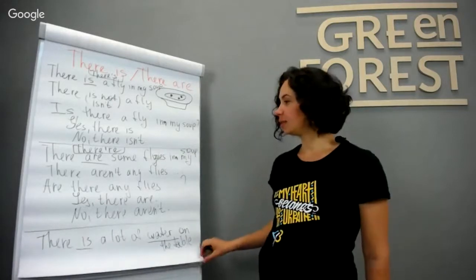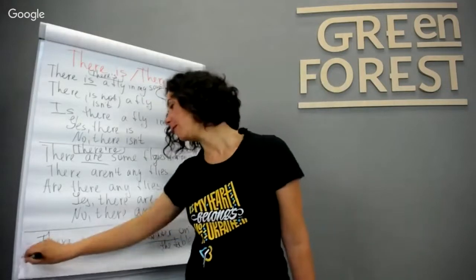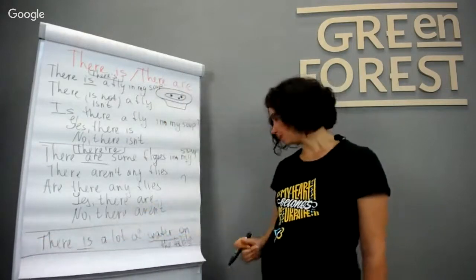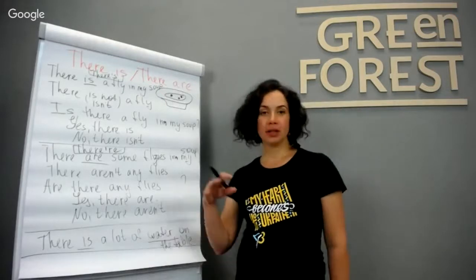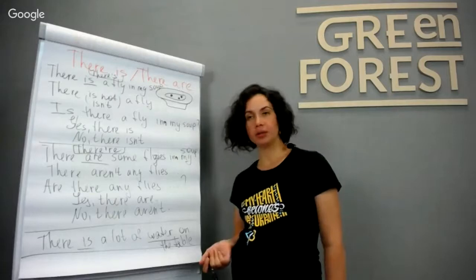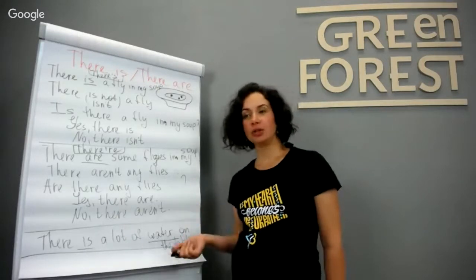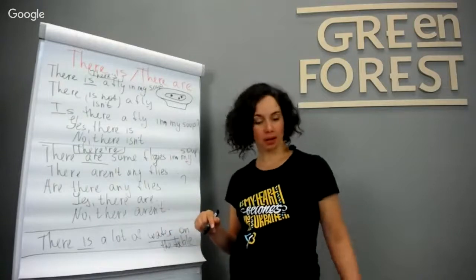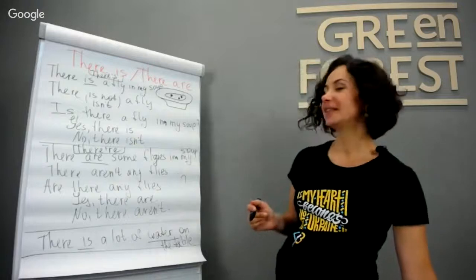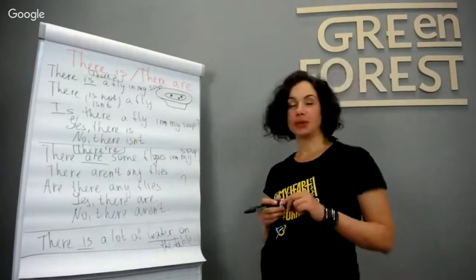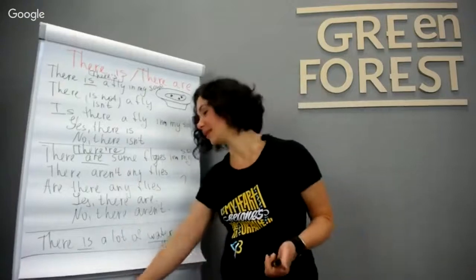Also, sometimes students have one more question, which I think is very important to discuss with you. What to do when we have, for example, a singular and plural noun together? For example, we have here, there is a teacher and some students in the class. What to use, there is or there are? Actually, we can use different forms, depends on the order.